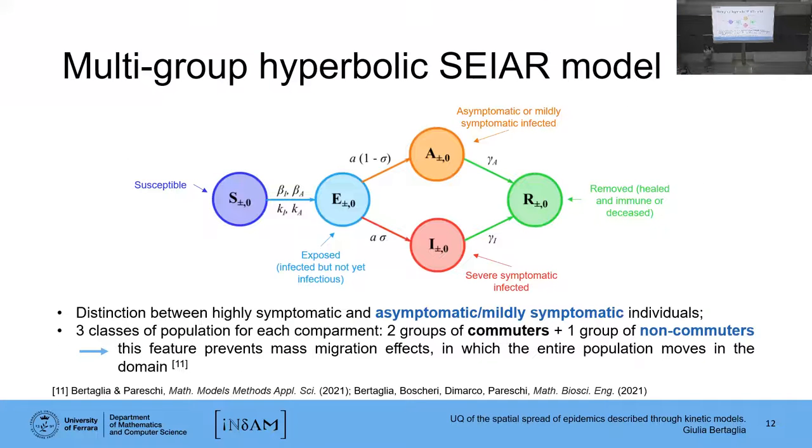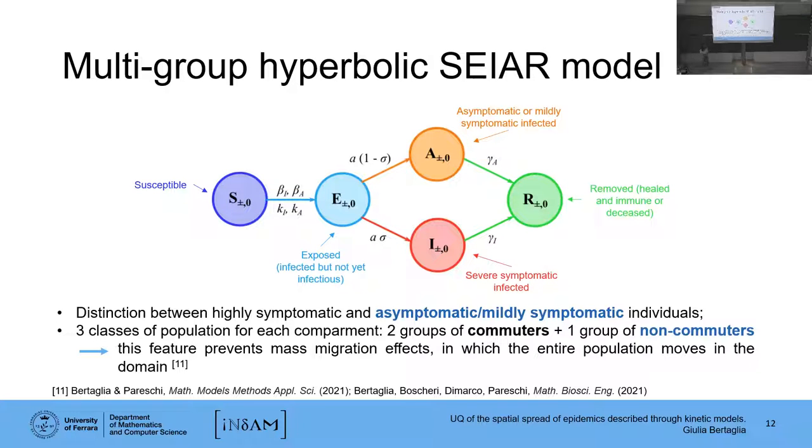So we can enrich our model and add, for example, other compartments that are increasingly suitable to study the specific features of the infectious disease that we want to investigate. Since we wanted to study the outbreak of COVID-19, we considered the addition of two other compartments. In particular, we considered that before people are infectious, they are exposed to the virus, so infected but not yet infectious. And then we distinguish between severely symptomatic people, the I compartment, and asymptomatic or mildly symptomatic infected people.